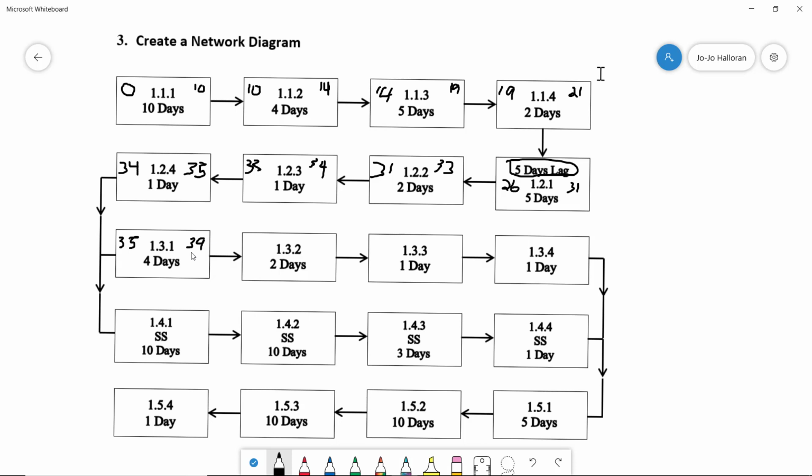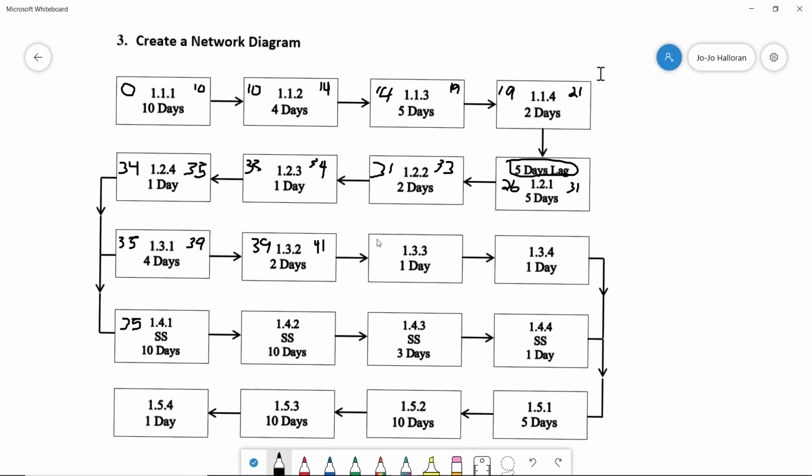Now you need to pay attention here, because you have to watch your arrows. This here is a start to start. So 1.4.1 can start at the same time as these other activities. We're ending here with 35, so this one is going to start at 35, but also this one here can start at day 35 as well. Both of these will be starting at day 35. This one has a 4-day duration, so let's finish this one here. We're going to put in 39 and 41.